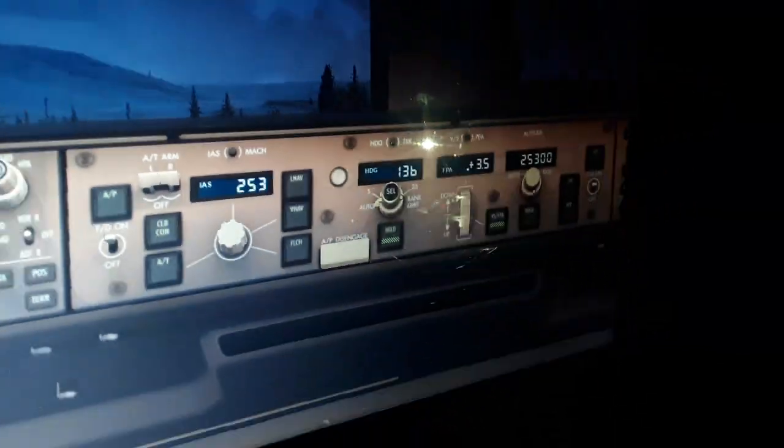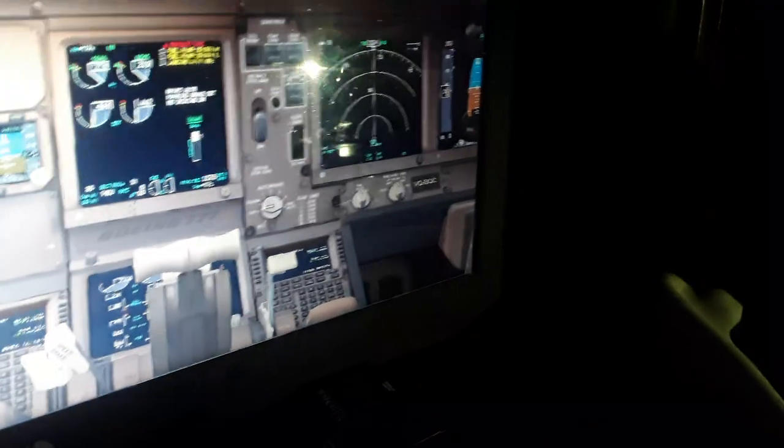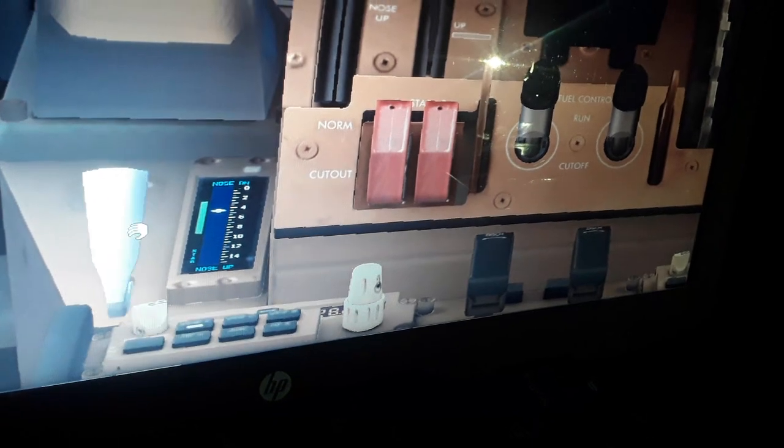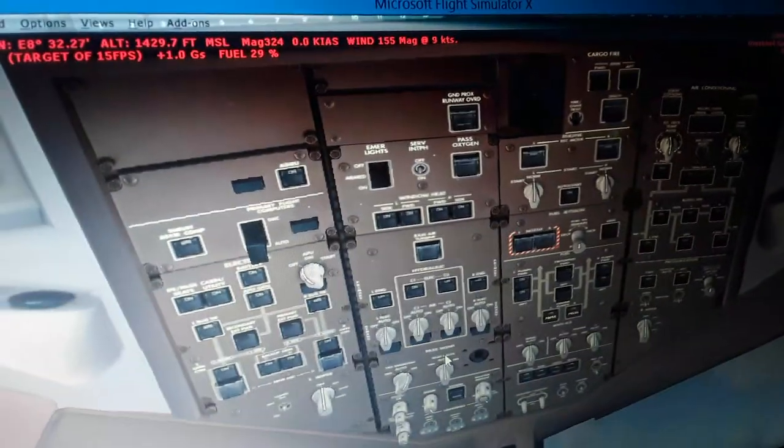So we also have the landing gear here, the flight management computers, some other couple more systems, the horizontal tail trim, stabilizer cutout, parking brakes up and down, start switches for the engine. So I will continue now with the overhead panel.